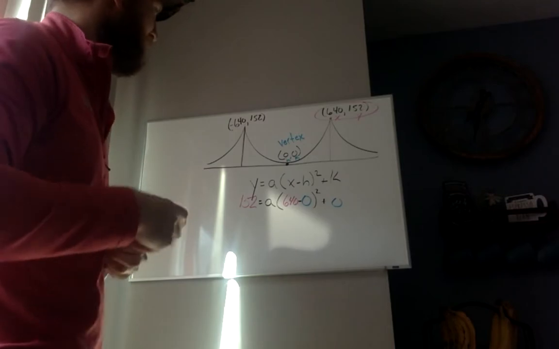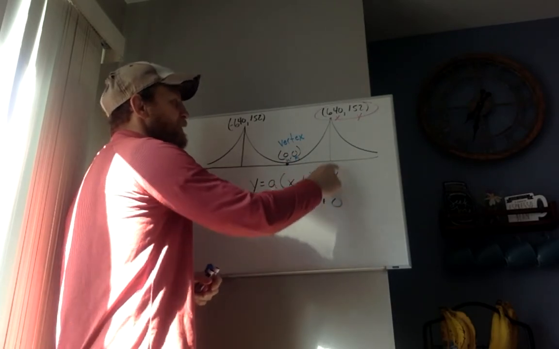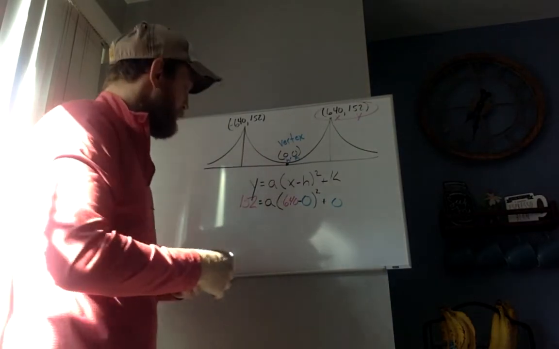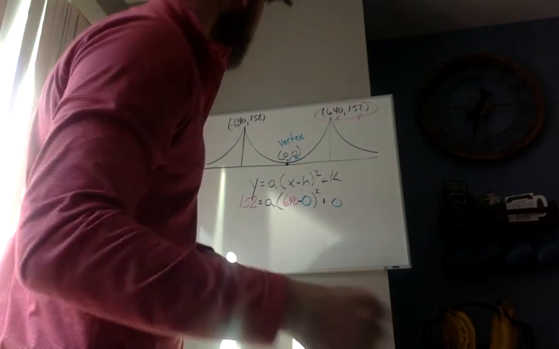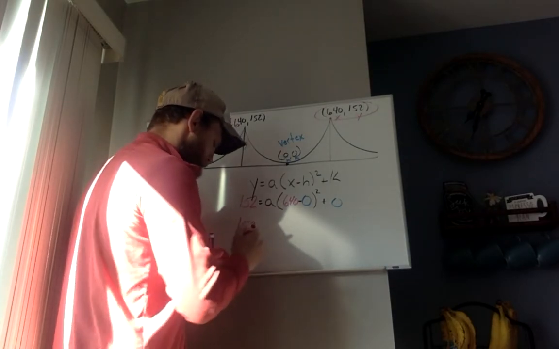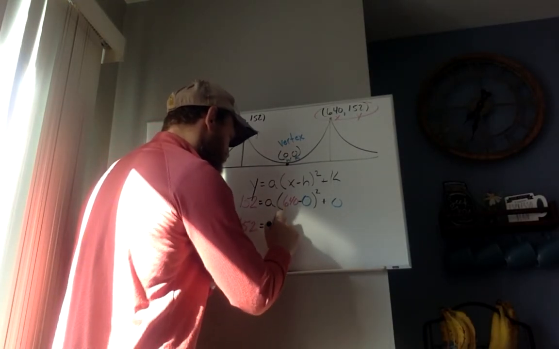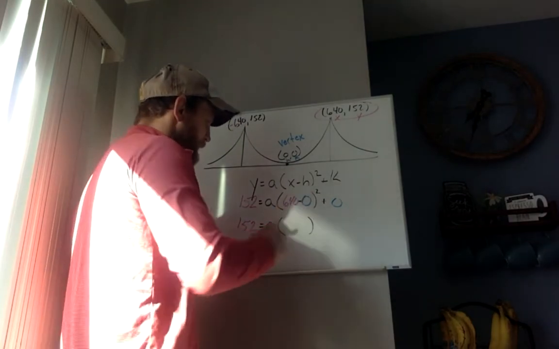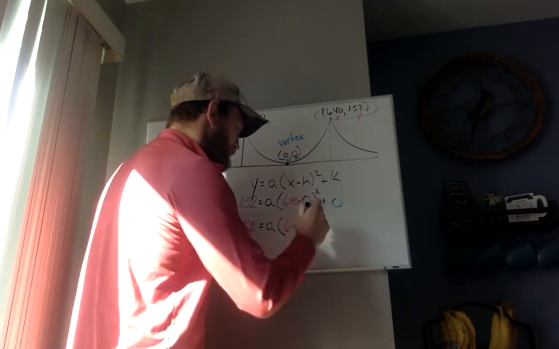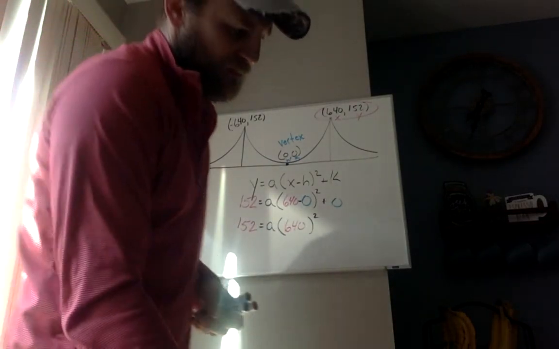So now I'm going to simplify everything I can. One more time, these came from the vertex, Harry Kalas, h, k. These came from this point, x and y, so I plugged them in. And now I just go ahead and do my best to simplify. So I have 152 equals a times 640 minus 0, which is 640, squared, plus 0.